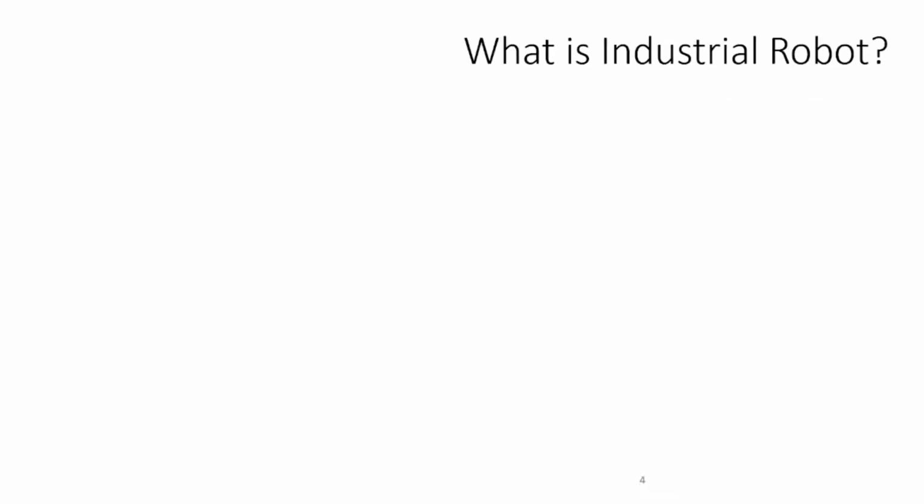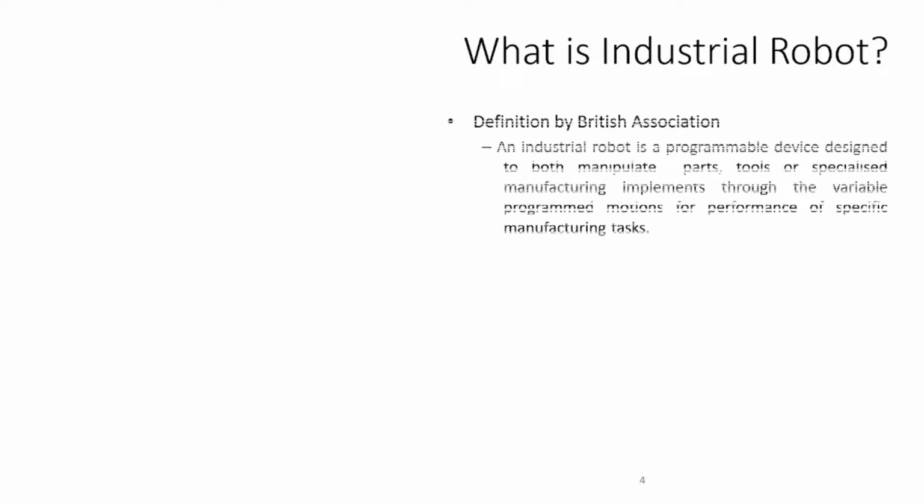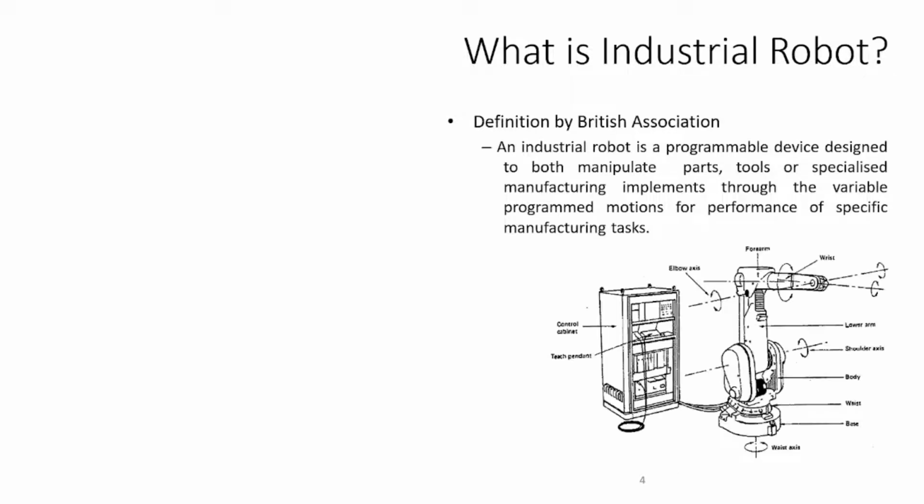If you want to study anything, first you need to know what you are studying about, and at this moment you are studying about a robot. So what is an industrial robot? An industrial robot has so many definitions. Among them, the British Association definition is famous. So what is the basic definition?